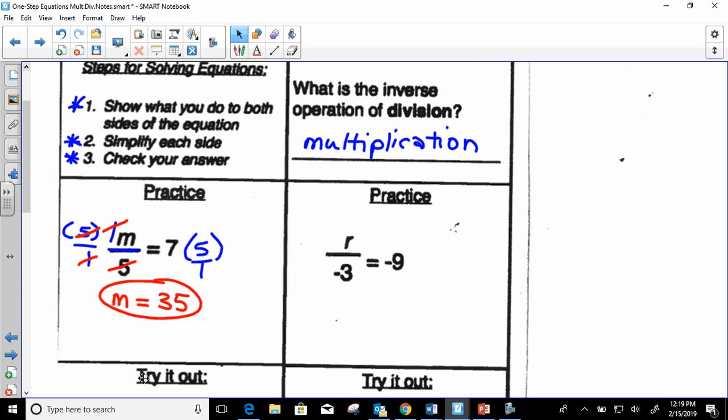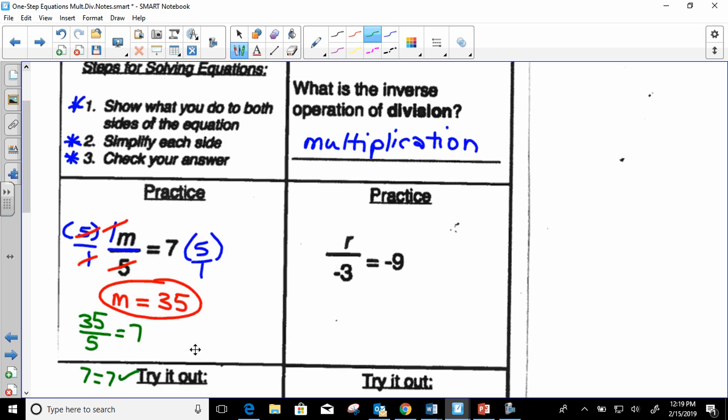Now, to check it, we are going to plug in the information. So 35 divided by 5 should equal 7. Well, 35 divided by 5 is 7, and 7 equals 7. So yes, we are correct. Okay? So if I go too fast, just pause the video.